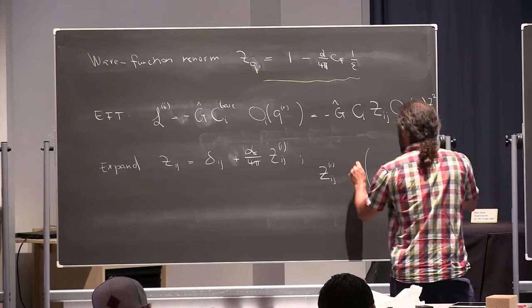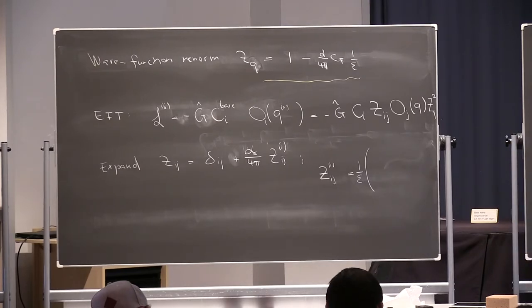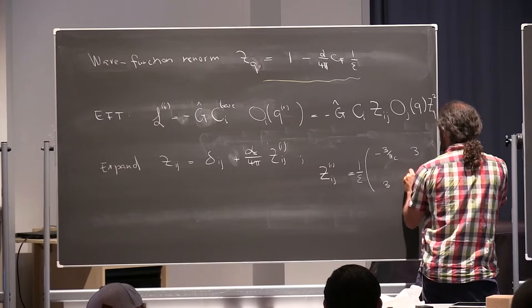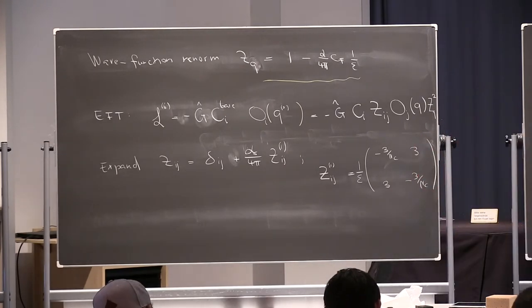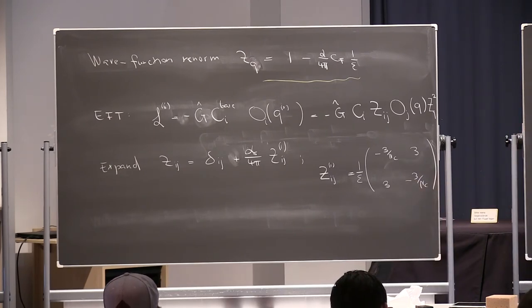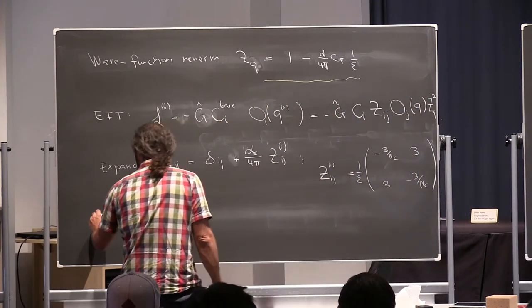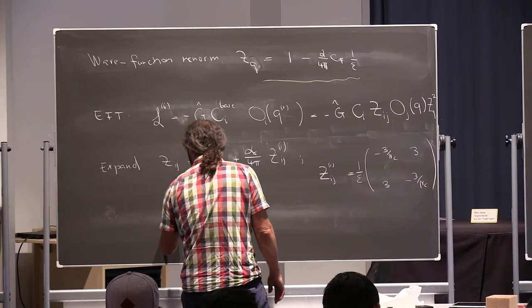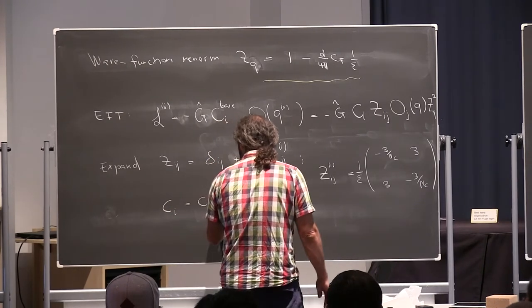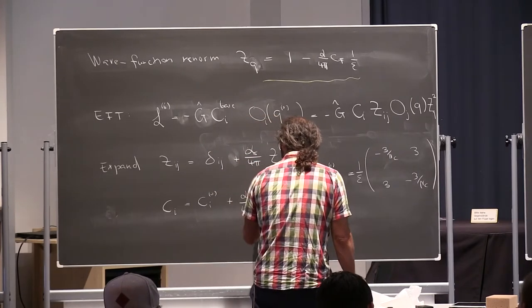So it has a 1 over epsilon divergence, obviously, because it has to take care of this 1 over epsilon. And then there's a 3 over number of colors, a 3 minus 3 over number of colors. It has this nicely symmetric structure because our diagram is so nicely symmetric, but in general it doesn't have to be symmetric. That's just an accident of the choice of bases that we did. So now we can plug in. What you would now do is also expand the Wilson coefficient. So you would expand the renormalized Wilson coefficient C_i as C_i tree level plus alpha_s over 4 pi C_i^(1).